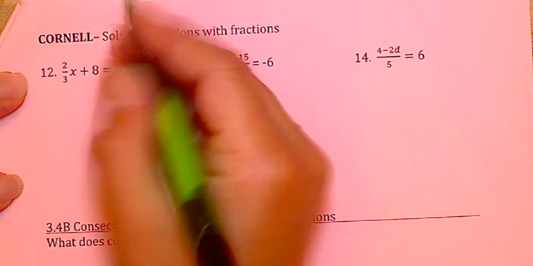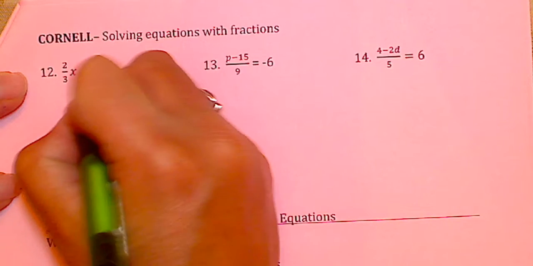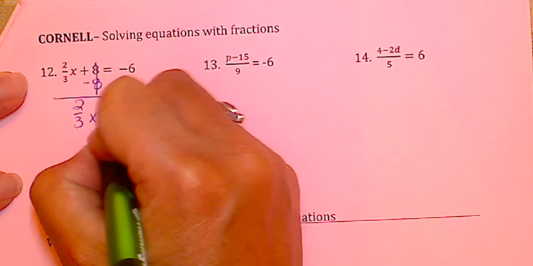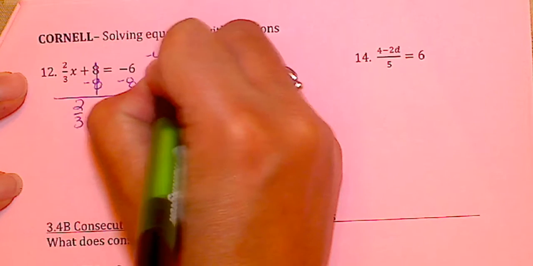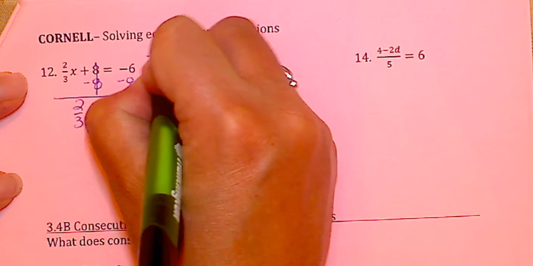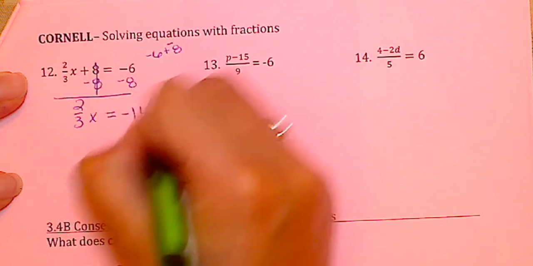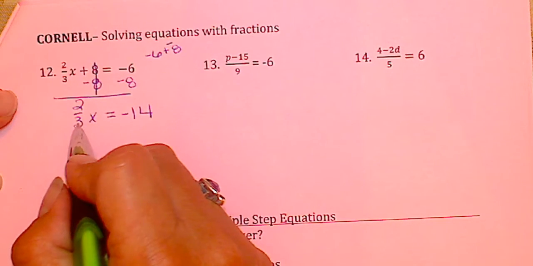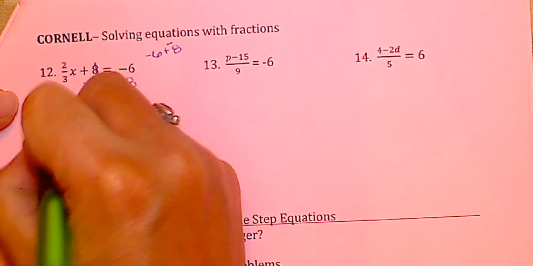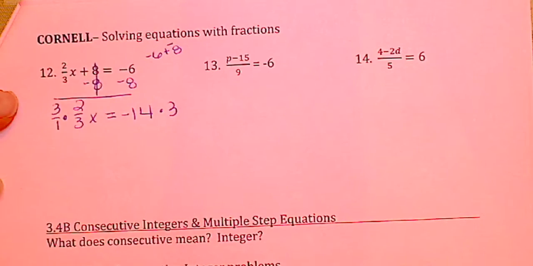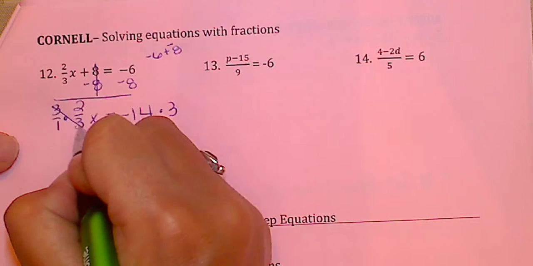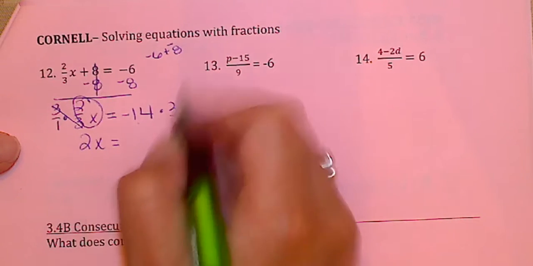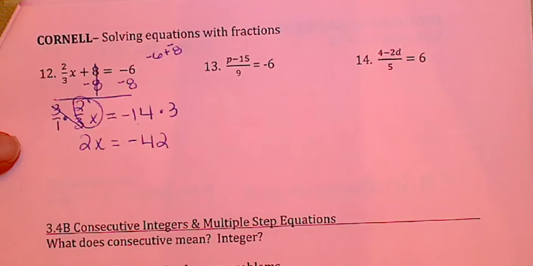So again, you got two ways you can do it. I'm going to move the 8 first. So we are subtracting 8. We get 2/3 x. These drop out equals, this is -6 minus 8. So -6 plus a -8, which is -14. Leave, change, opposite. Now, we've got to get rid of that crazy denominator. So multiply by 3 over 1, multiply by 3. The 3's cancel, but you're left with 2x. And -14 times 3 is -42.